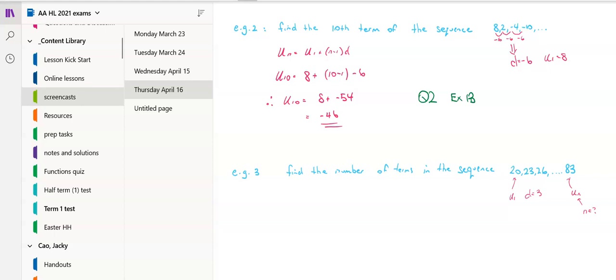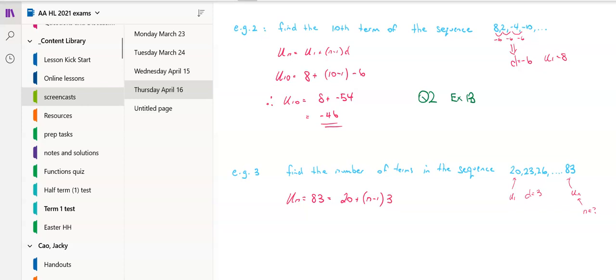All right, that's my challenge. N is what? Okay, so Un, which is 83 in this case, is equal to U1, which is 20, plus (n minus 1). I don't know what n is, so I can't substitute that in. That's what I'm trying to find. Times d, which is 3.